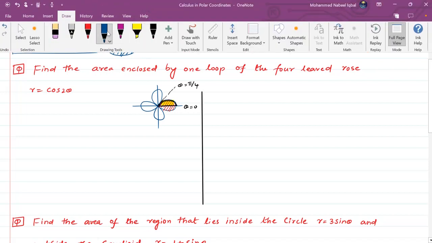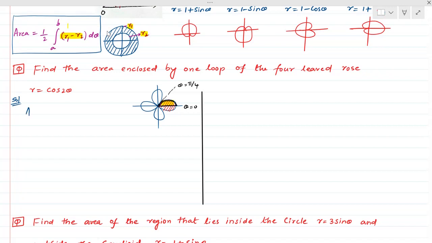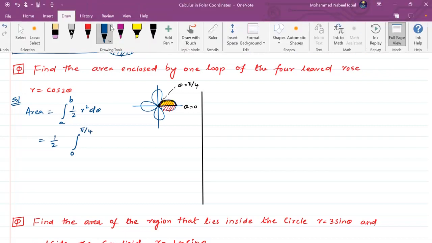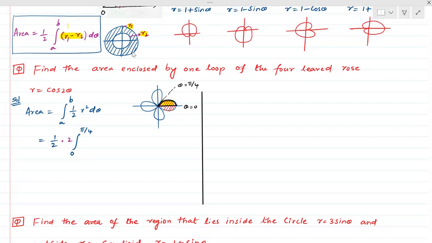So I write the formula first. Area is equal to the integral from a to b of 1 over 2 r square d theta. Since there are no two curves, only one curve, we will have r square d theta. Now I will calculate this part. 1 over 2 is a constant outside. We will calculate from 0 to pi over 4, but to get the whole leaf, I will multiply by 2 due to the symmetry. So you will get the whole leaf.